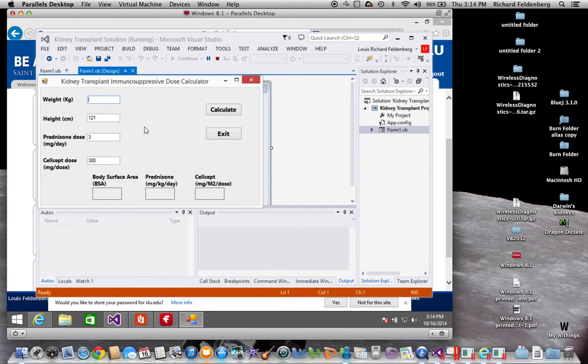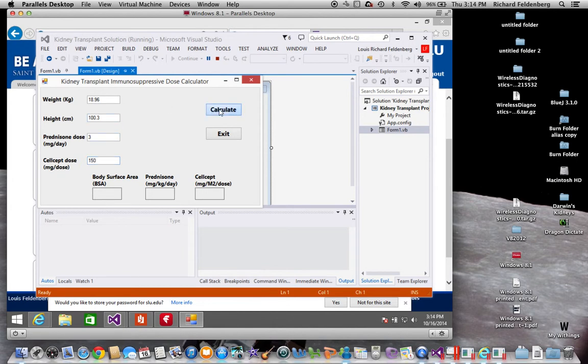Our second patient is a 4-year-old girl who had a kidney transplant due to renal vein thrombosis that occurred when she was a newborn. In the clinic for follow-up, her weight was 18.96 kilograms. Her height is 100.3 centimeters. She's also on 3 milligrams of prednisone per day, but her CellCept dose is 150 milligrams per dose.